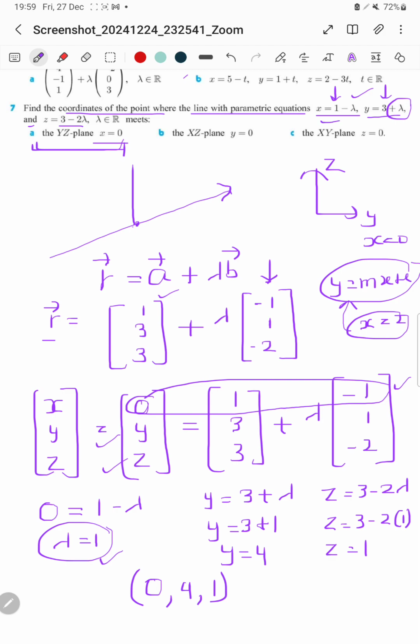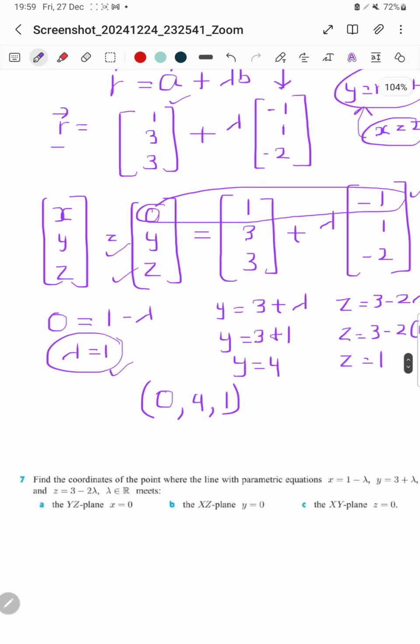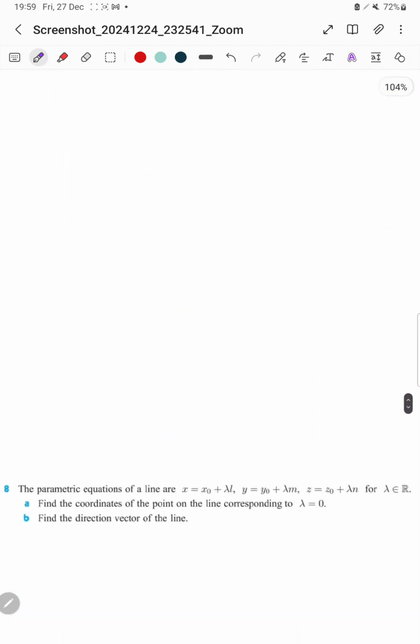So this is the point where the yz plane intersects with this parametric equation which is given to us. The same way you can do the question for the xz plane, where y will be 0, or where the line meets the xy plane, where z will be 0. Sometimes this information is given in the questions, and if it is not given, you have to understand it yourself, that if it is an xz plane, then y will be 0. Okay, now let's go to the next question.